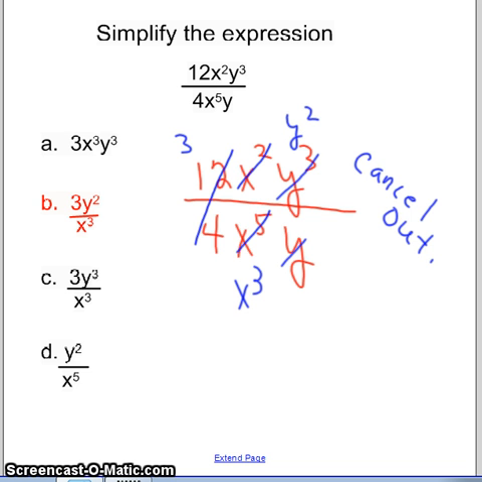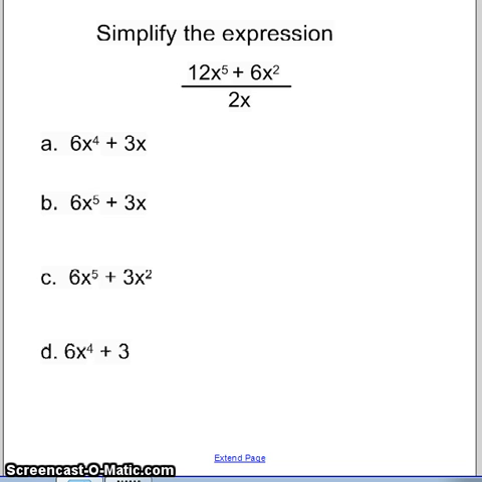Do you have more y's on the top or the bottom? You have more y's on the top. When you cancel out, there are 2 y's on the top being multiplied. So your final answer is 3y squared over x cubed.